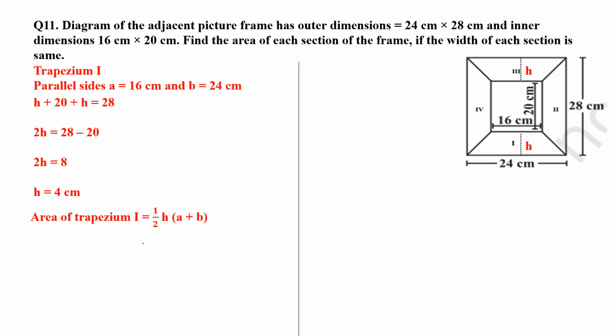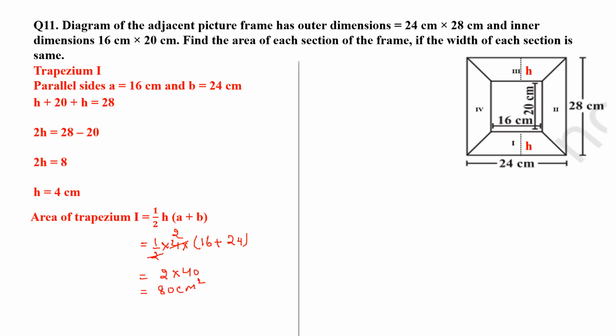Now I am going to put all the values over here. So it will be half into 4 into the sum of the parallel sides, 16 plus 24. So I am reducing it. So it will be 2 into 40, which will give me 80 centimeter square.